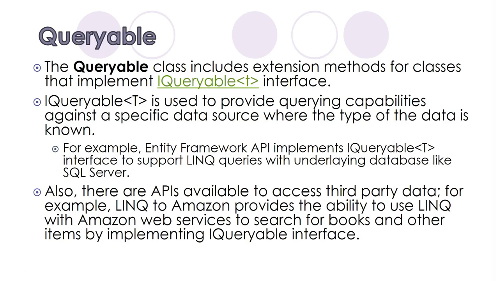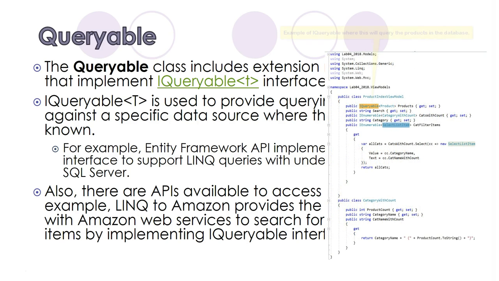The Queryable class includes extension methods for classes that implement the IQueryable interface. IQueryable is used to provide querying capabilities. For example, the Entity Framework API implements IQueryable to support LINQ queries with an underlying database like SQL Server.